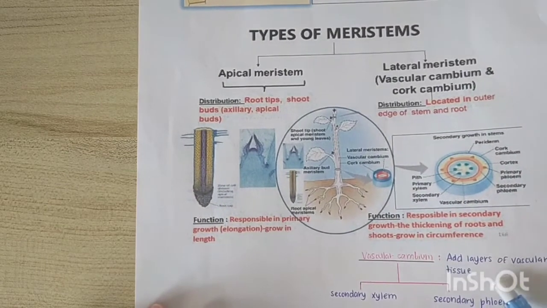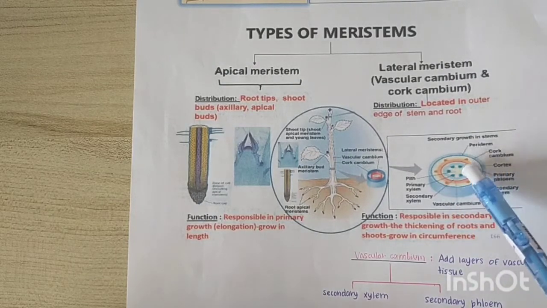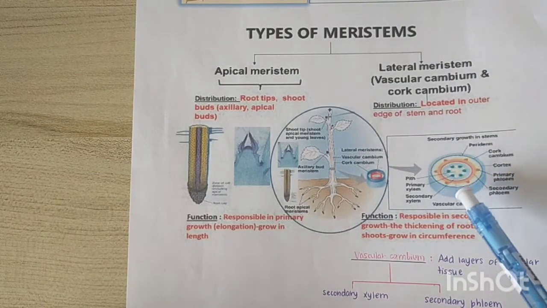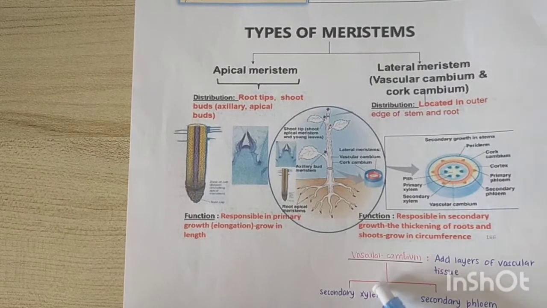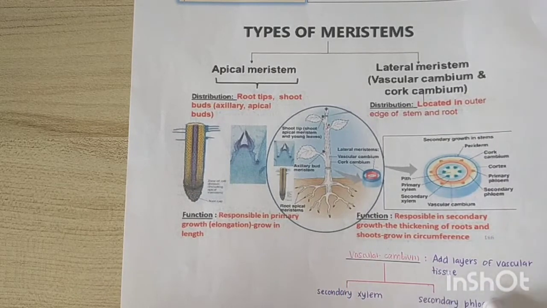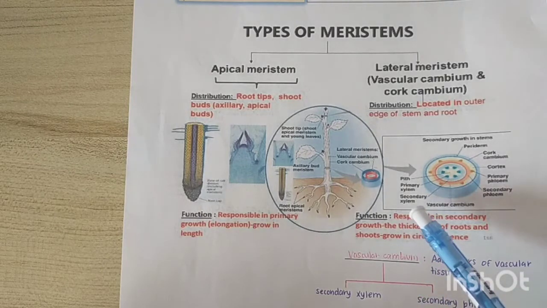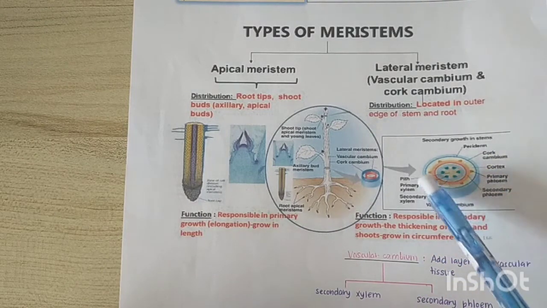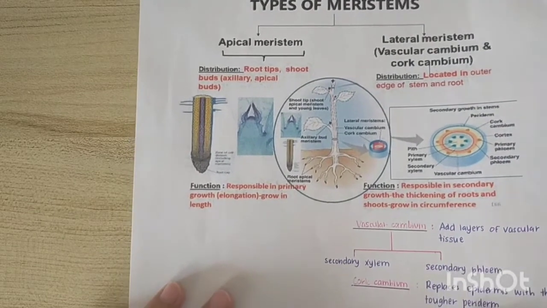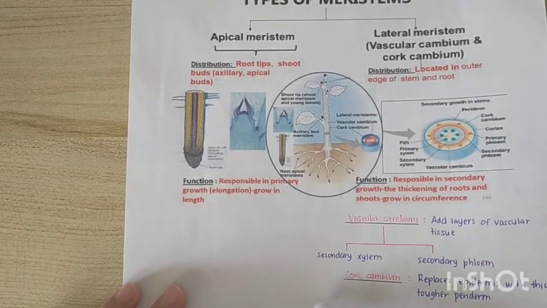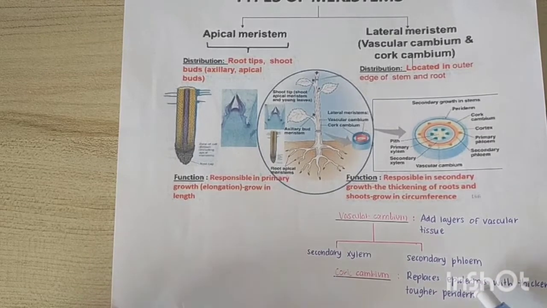It will add layers of vascular tissue. Right here is the vascular cambium, and it will add layers of vascular tissue. The vascular cambium has two types: the first one produces secondary xylem, and the other one secondary phloem. Then cork cambium is right here. The cork cambium will replace the epidermis with thicker and also tougher periderm.